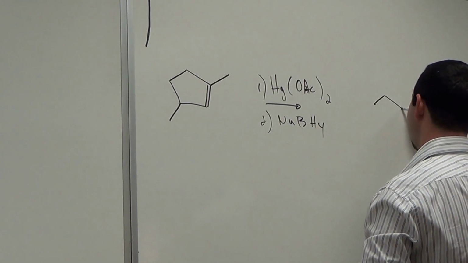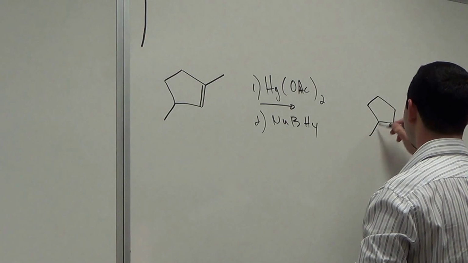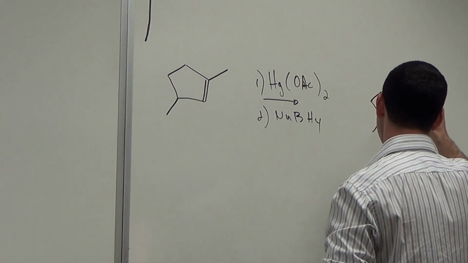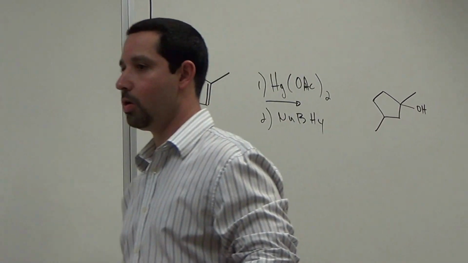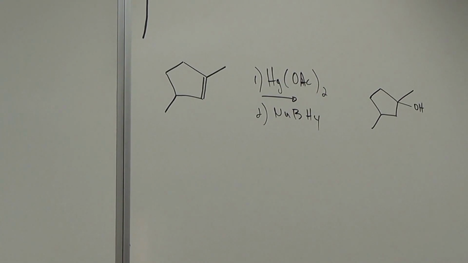Alcohol will be on the top. Where does the alcohol go in? Top. Right here. It goes there. Yep. That is called Markovnikov addition.